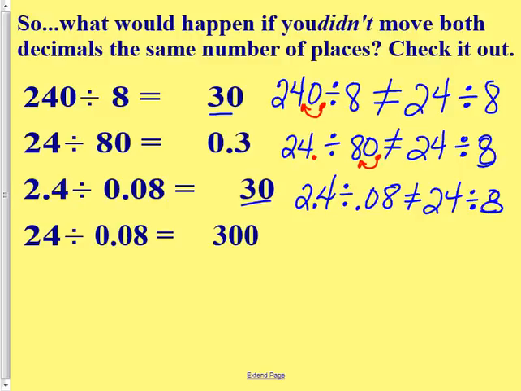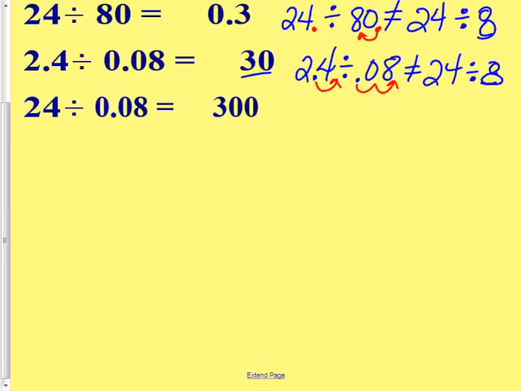So looking at the decimals, I would have to move the decimal once in 2 and 4 tenths to make it 24, but twice to the right in 8 hundredths to make it 24. It's not a match, so the answers are not the same.